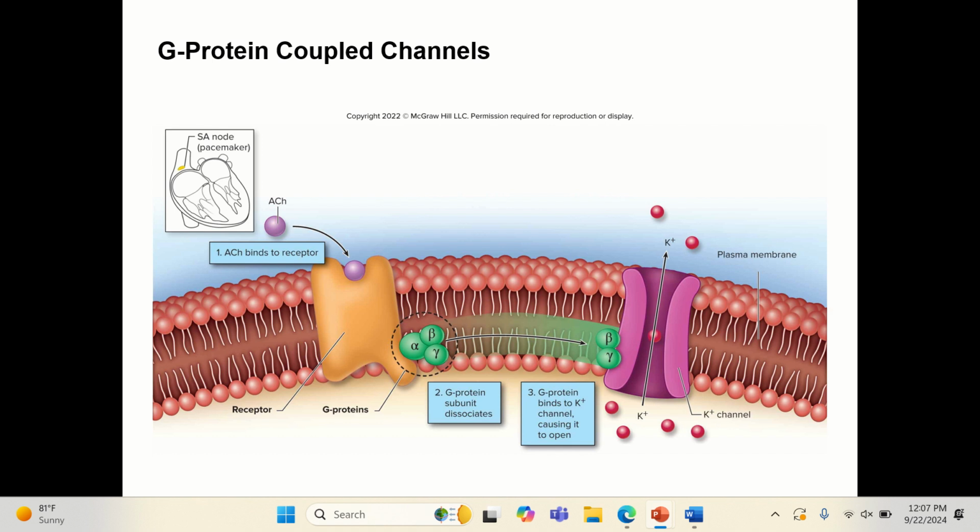Binding of acetylcholine to its muscarinic receptor causes the beta-gamma subunits to dissociate from the alpha subunit. You can see those here, alpha, beta, gamma. The beta-gamma complex of G proteins then binds to the potassium channel, causing it to open. Outward diffusion of potassium results, slowing the heart rate. See? Easy. Isn't that nice?